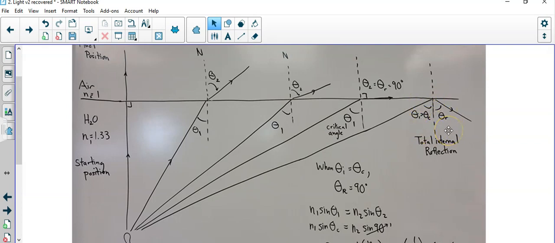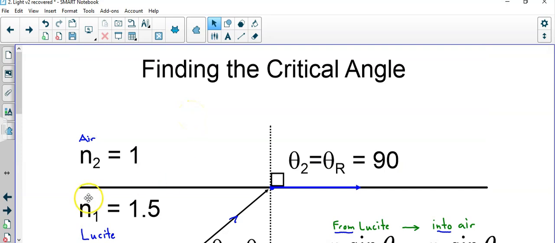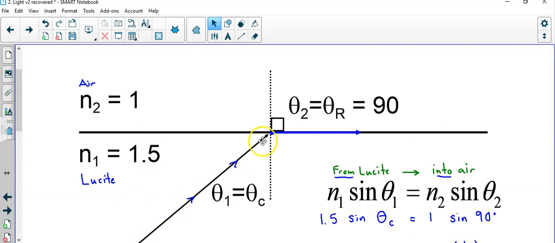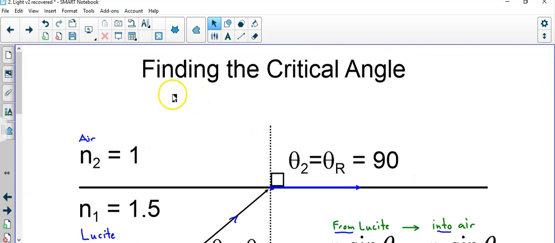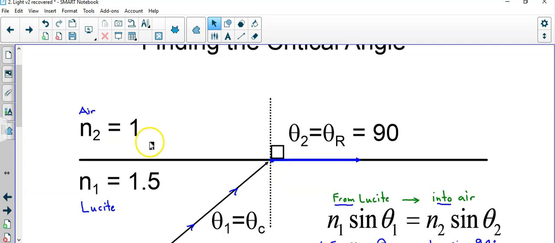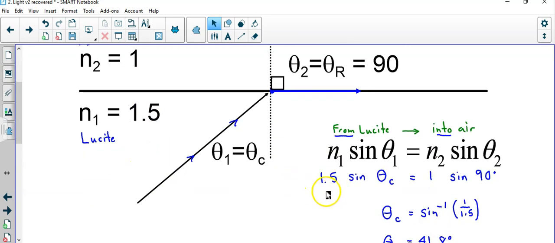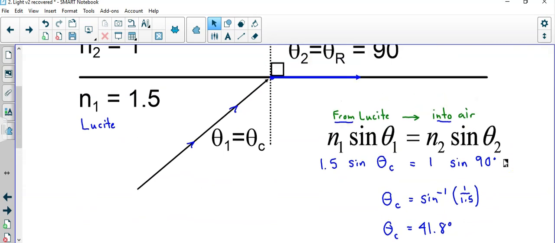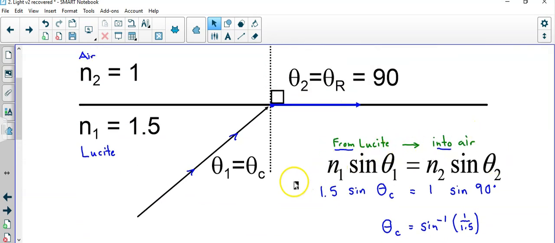Let's take a look at a problem. Here I have a block of lucite and air, and I have a ray of light exiting lucite into the air, and the question is, find the critical angle. So we know from Snell's law, n1 sine theta 1 equals n2 sine theta 2. But because we're dealing with the critical angle, we need to have a ray that has a 90-degree refraction. When theta I is theta c, the incident angle is the critical angle, theta r is 90.